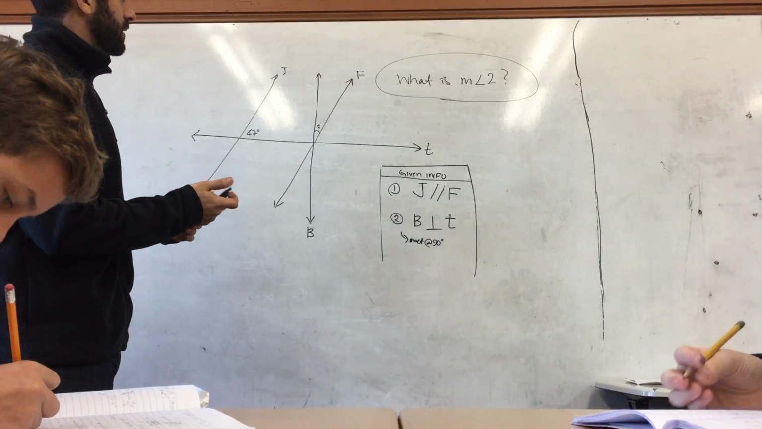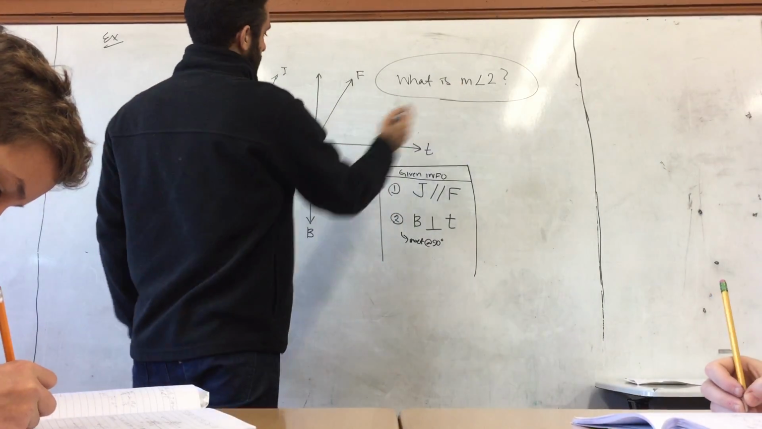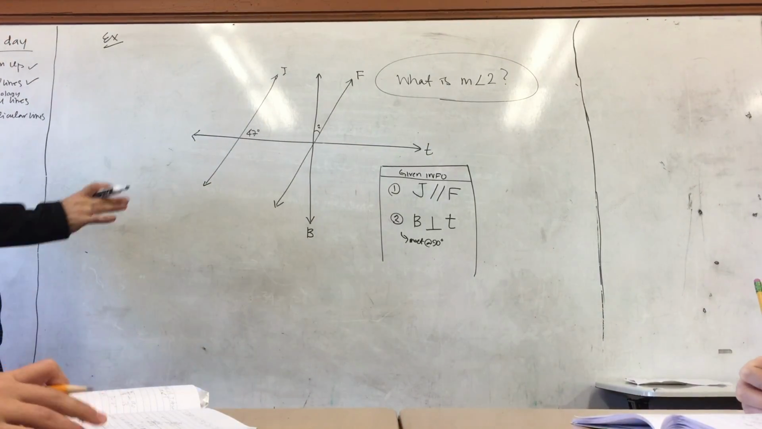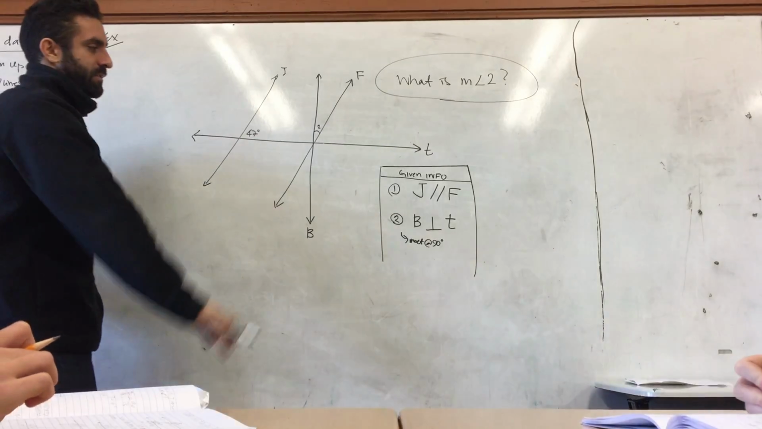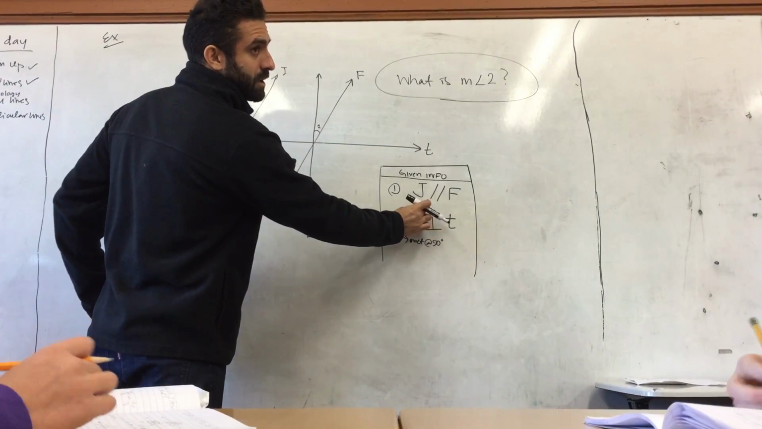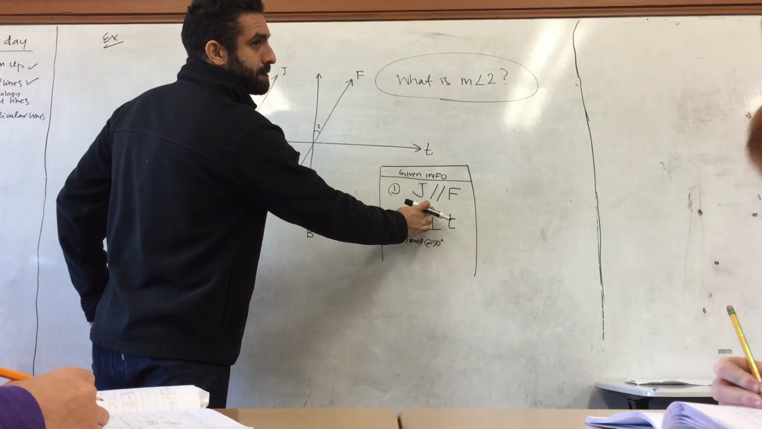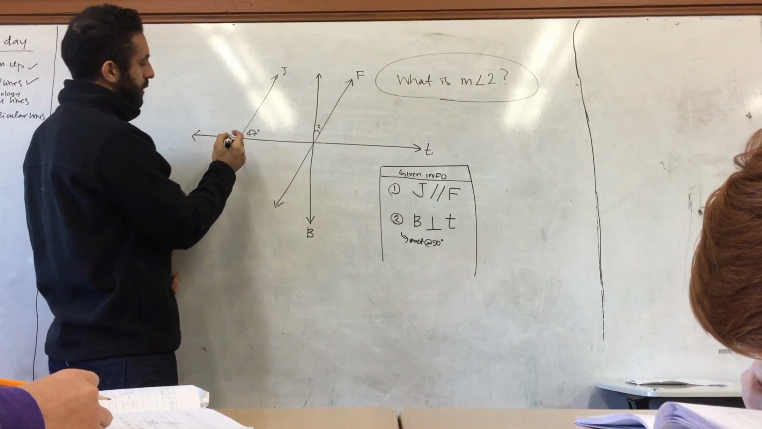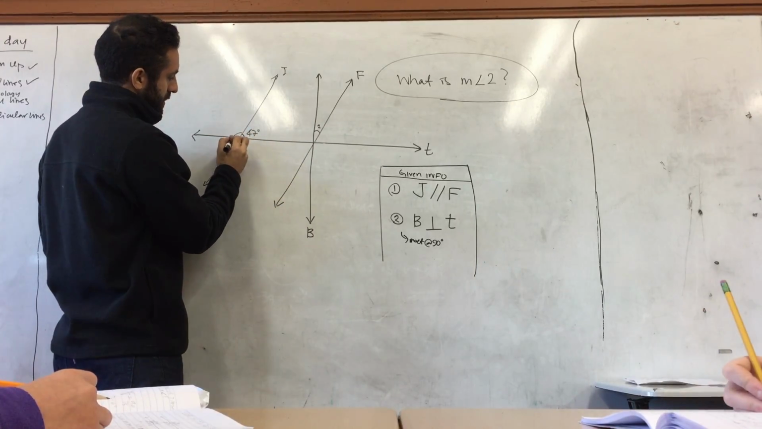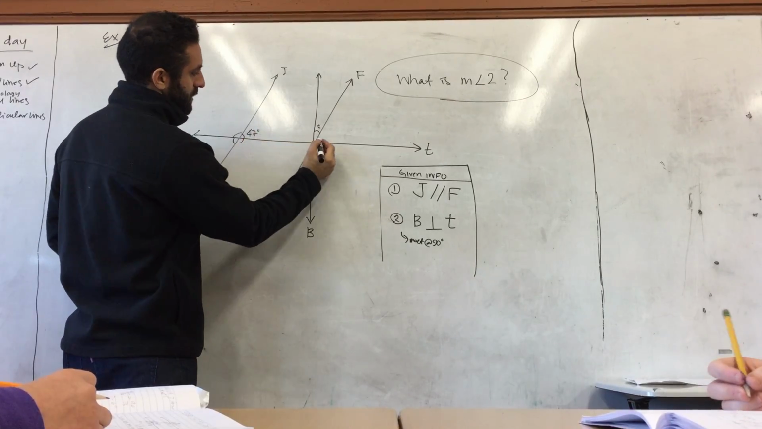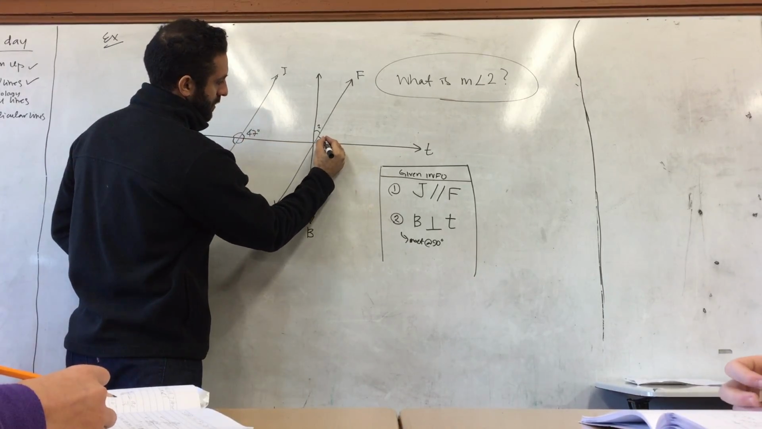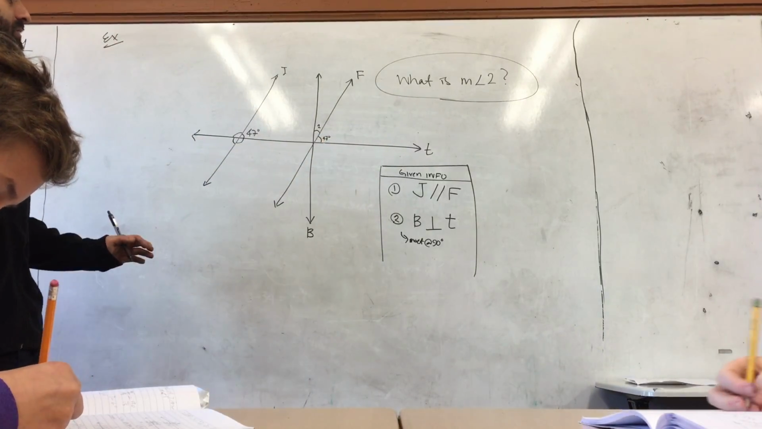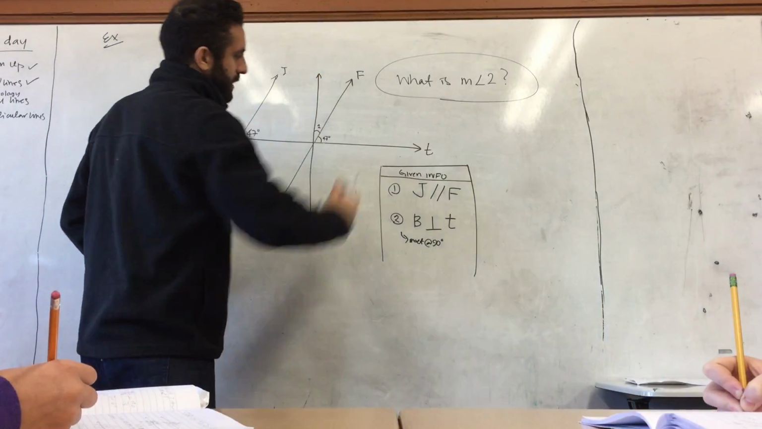This is the last one, alright? Does anyone have any idea how to figure this out? What is the measure of angle 2? Based on the information given, what information is given, Iris? That J is parallel to F. Okay, J and F are parallel. And what did we do in the last problem? Remember, we had all these angles. If this is 47, this also has to be 47, because these are parallel and they're cut by a transversal.